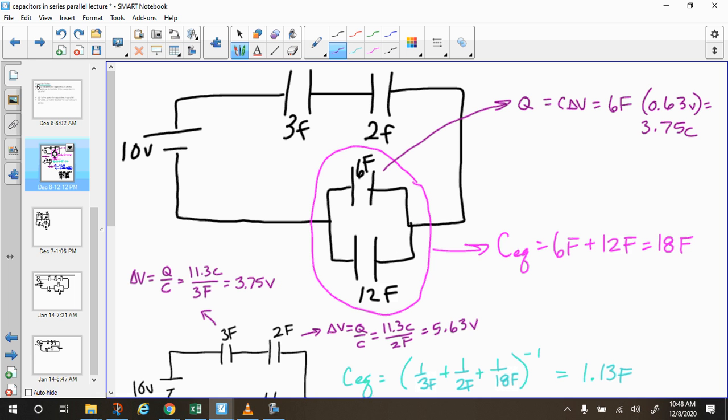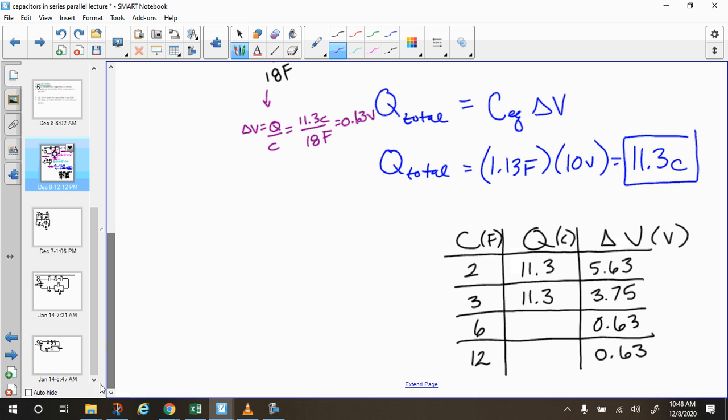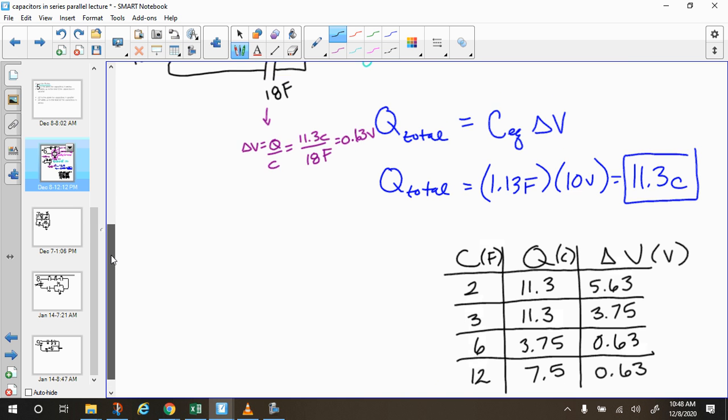And then my charge on my 12 is capacitance times delta V, so that's 12 farads times 0.63 volts. So that is equal to 7.5 coulombs. So I can do 3.75 and 7.5 coulombs down here. And now I have all my numbers.